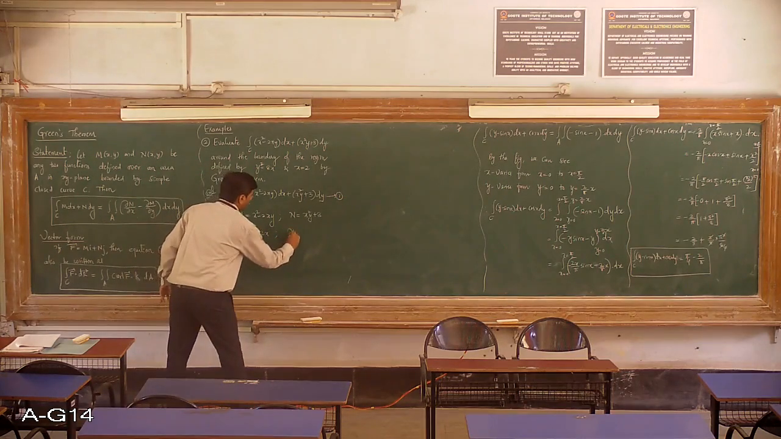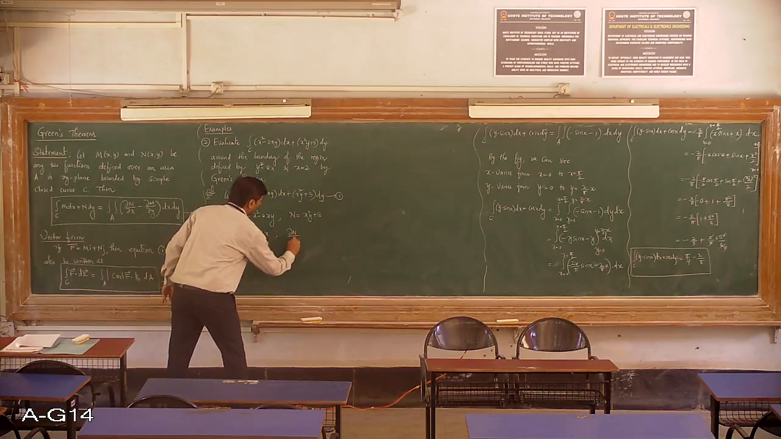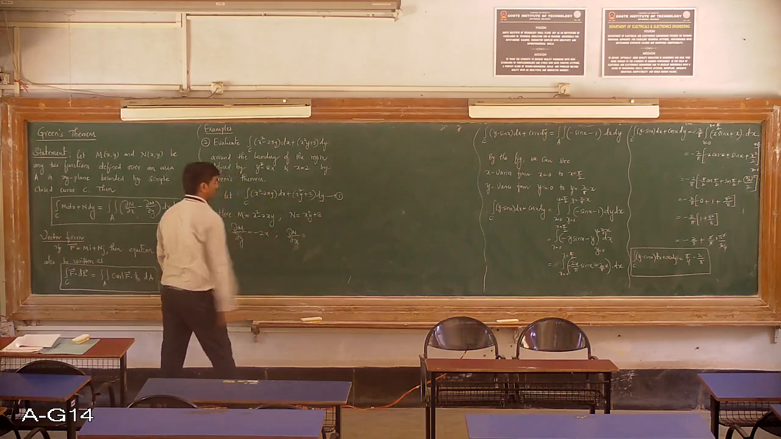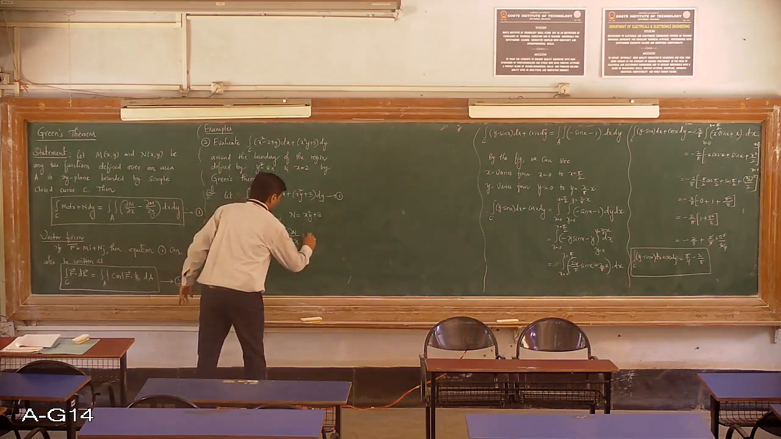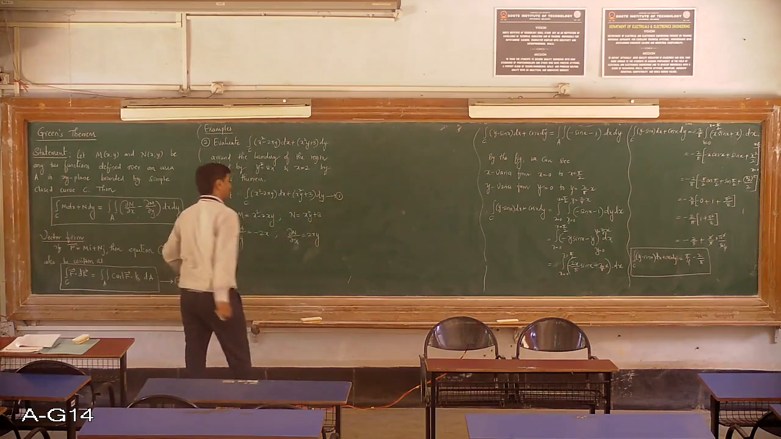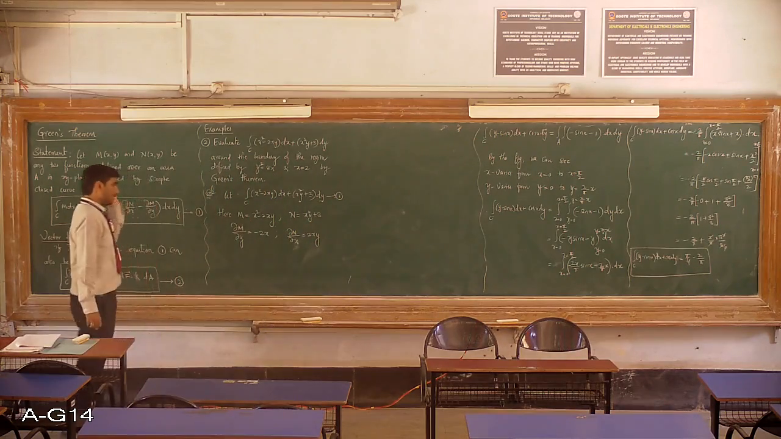Then dou N by dou x. With respect to x we have to differentiate partially. Therefore y will be constant. Then here you will get 2 times xy and derivative of 3 is 0.